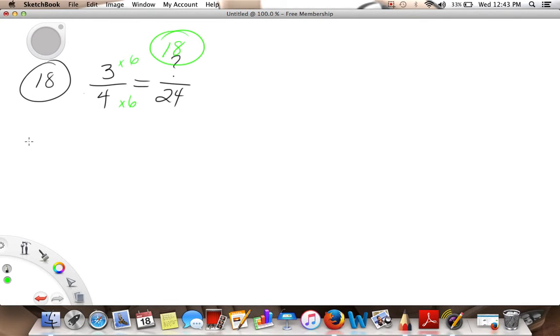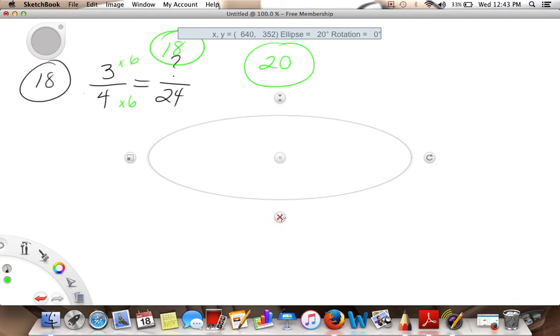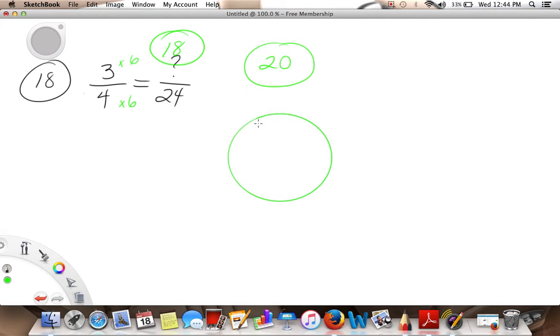Okay, and last but not least, number 20. Number 20 says which segment in this circle is a diameter. So I'm going to try my best to draw a circle that is small. Let's make this smaller, and that looks more like a circle. Okay, so let's draw this circle. We have that circle, and then we're going to exit out of this.